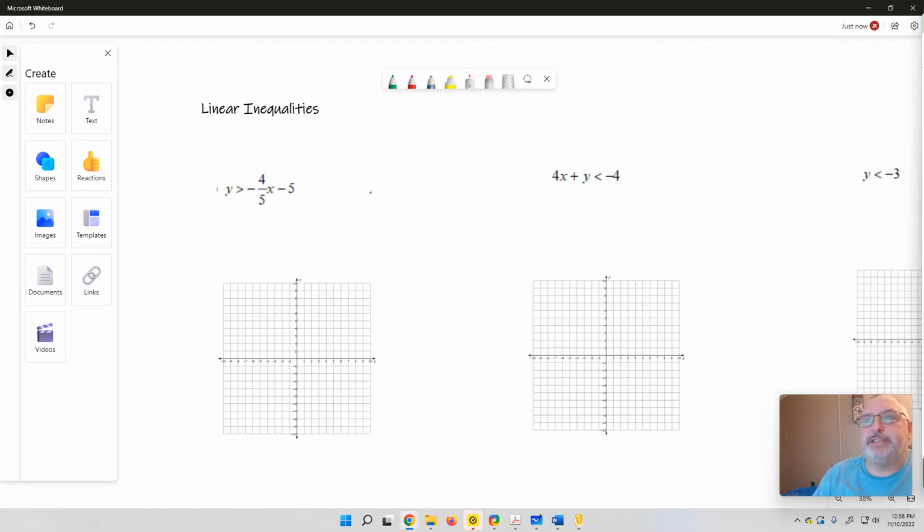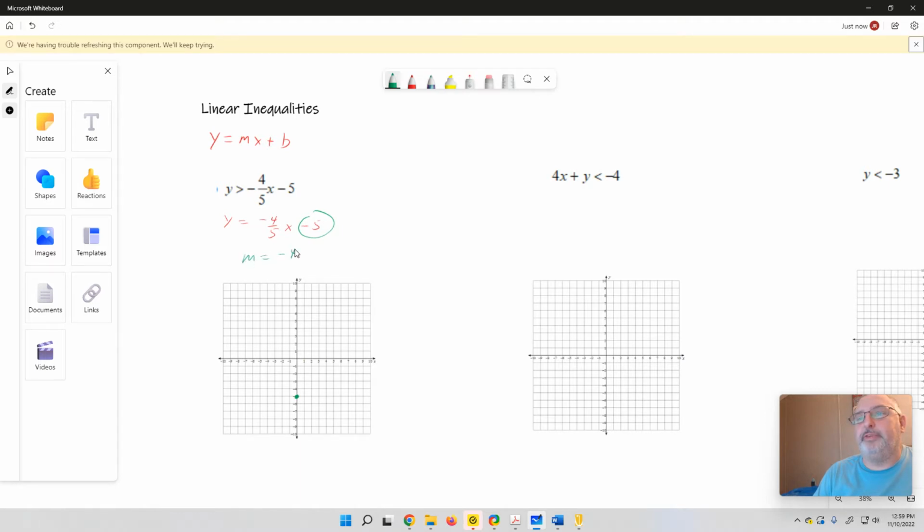In this first example, the first thing I notice is that this is kind of in slope-intercept form, except it's an inequality. So in order to graph this, I'm going to use slope-intercept form to help me graph it. If I just assume that this is y equals negative 4/5 x minus 5, I know that my y-intercept is negative 5. So I'm going to find negative 5 on my y-axis and plot that point. And then I'm going to use this slope to help me find other points. The slope is negative 4/5.